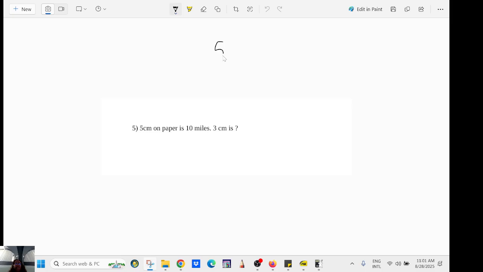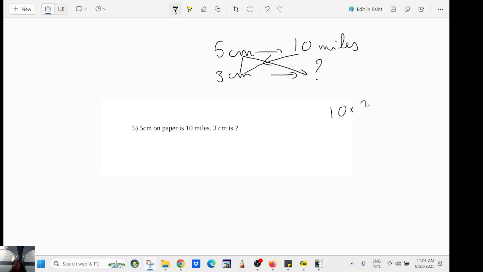So, for example, if you are doing scaling, 5 centimeters on a paper is 10 miles. And let's say you want to do 3 centimeters. I'm going to put a question mark. And remember how to solve a proportion. You cross multiply, you divide, and you get x. Cross multiply, divide, get x. So that will be 10 times 3 divided by 5, which is 6.